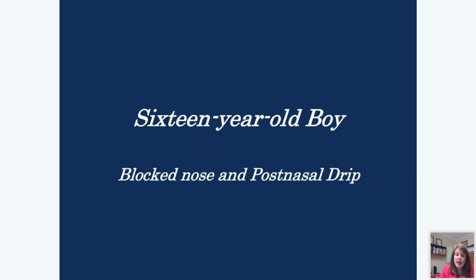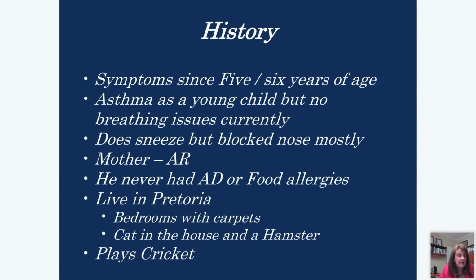So the next case, carrying on in life, we're now up to a 16-year-old. It's a boy. He has got a blocked nose and a postnasal drip. Since the age of 5-6 years, as a young child, he was treated for asthma, but it's not a problem now. It was probably a transient wheezer. Sneezing sometimes, but mostly a blocked nose. Mother's got allergic rhinitis. He never had atopic dermatitis or a food allergy. They live in Pretoria, carpets in the bedroom, a cat and a hamster in the house, and he loves his cricket.